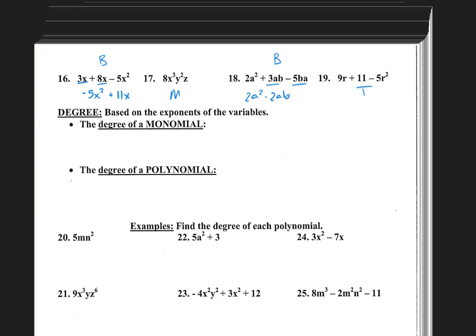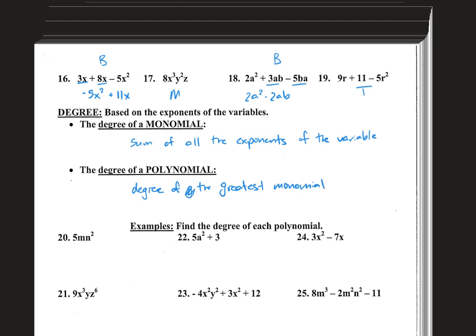Now, the degree of a monomial is the sum of all the exponents in a term of all the variables. You add up all the exponents of all the variables. For a polynomial, the degree of the polynomial is the degree of the greatest monomial. Let's practice.